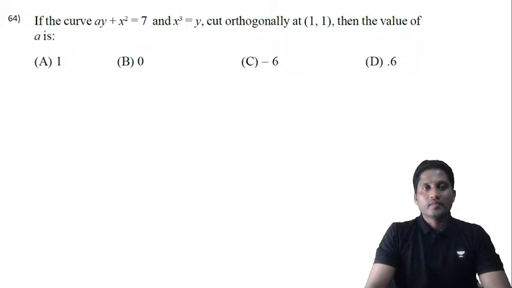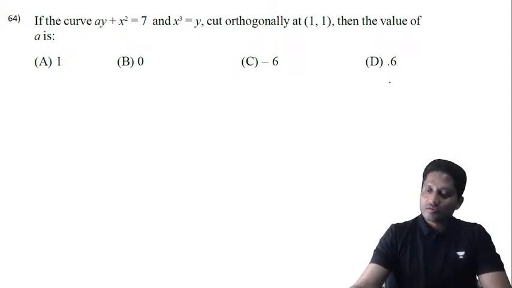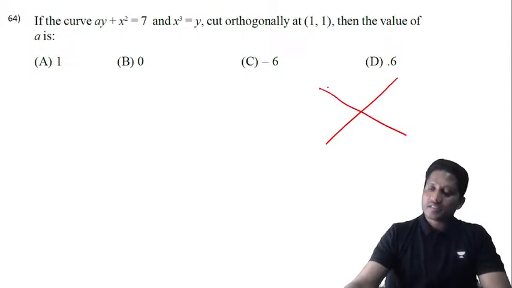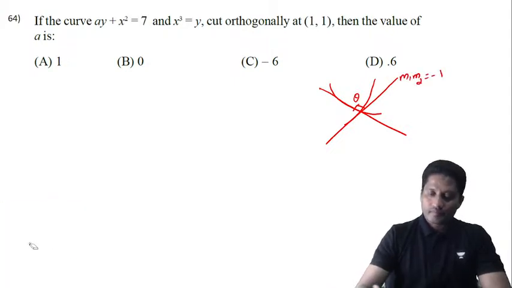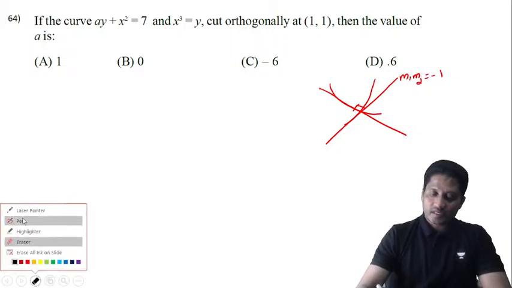Question number 64. If the curves cut orthogonally at 1, 1. See, two curves cut orthogonally if the tangents at the point of intersection are at right angles. That is m1 into m2 is equal to minus 1. Tangents at the point of intersection are at right angles.